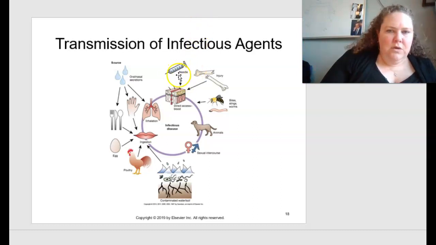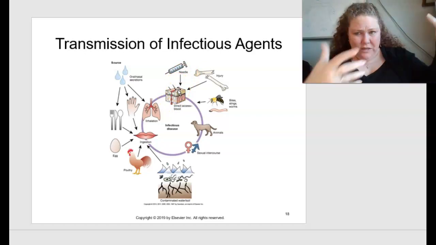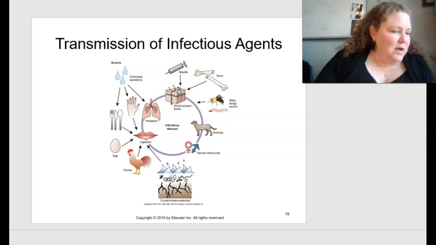Then also you can have injections that are going to puncture the skin and potentially have direct access to the blood with drug users. I think they inject heroin and things right into their blood. So not my realm of knowledge.